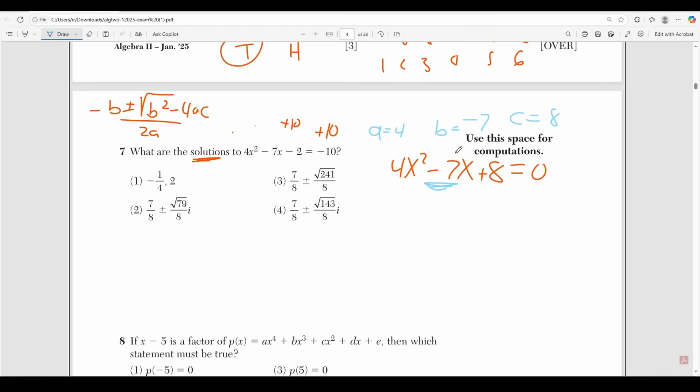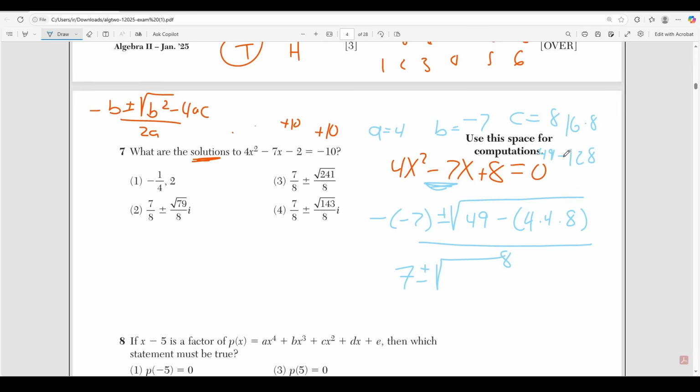Okay, so let's just plug this in. Negative b is going to be negative 7 plus minus the square root of 7 squared, which is 49, minus, in parentheses, 4 times a, which is 4, times c, which is 8. And this is all going to be divided by 2a, or 2 times 4, which is 8. So negative 7 is positive 7, plus minus the square root of 4 times 4 is 16, and 16 times 8 is 128. 49 minus 128 is equal to negative 79, and this is all going to be divided by 8.